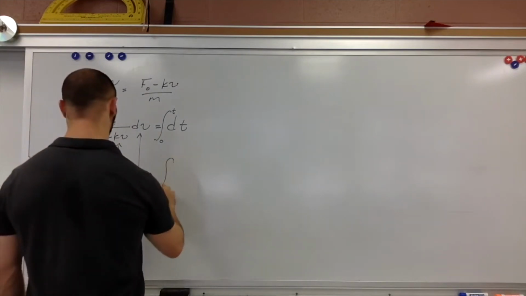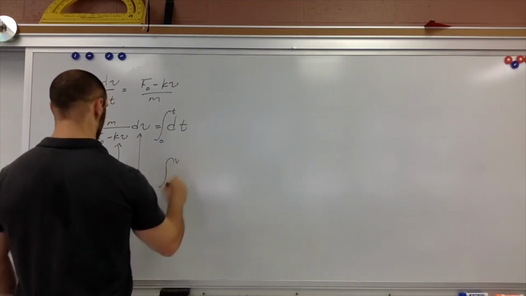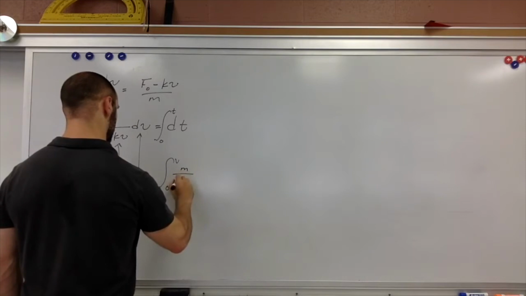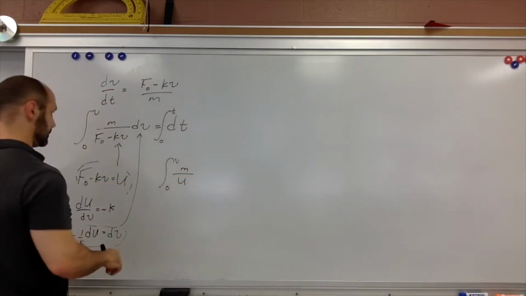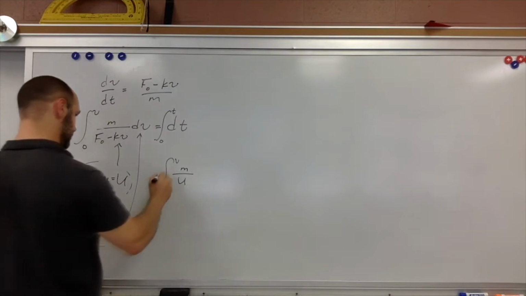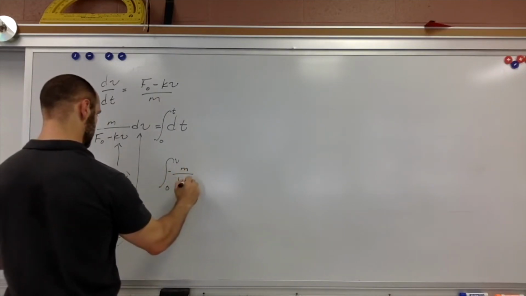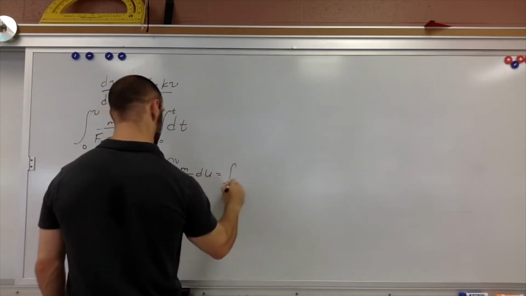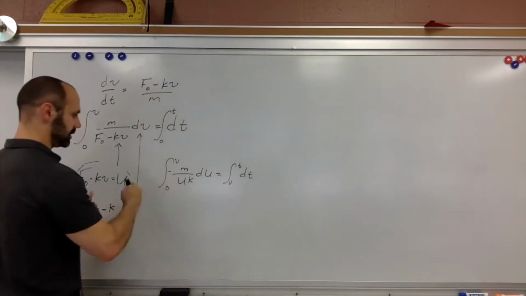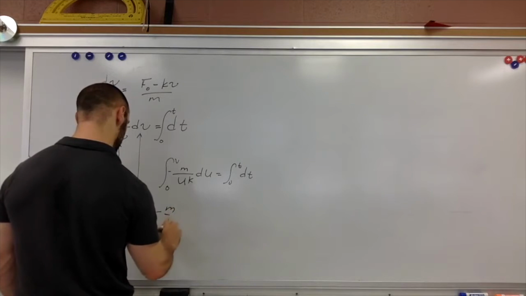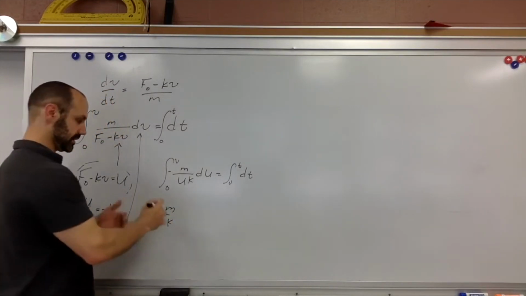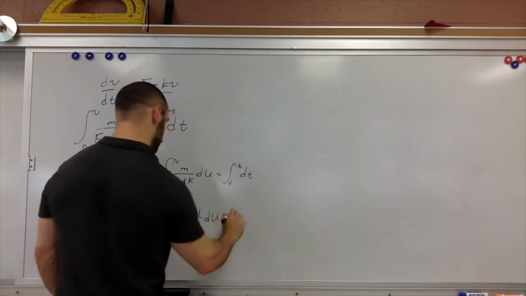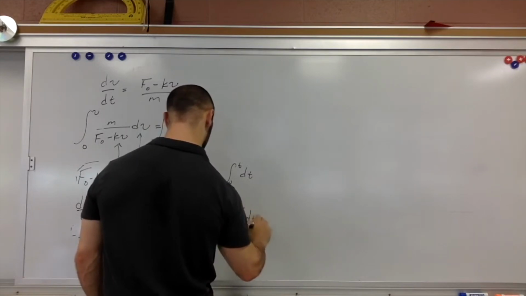So what does this new thing look like now? From 0 to v, whatever that later v is going to be, m over u, right? And now I'm substituting this thing in, so this is negative 1 over k times du equals integral 0 to t of dt. Let me bring this thing out in front. Notice now I've got negative m over k. Does that look familiar? Negative m over b. So that's interesting. Integral from 0 to v of 1 over u du equals integral from 0 to t of dt.